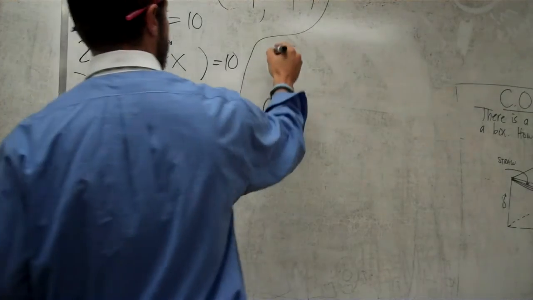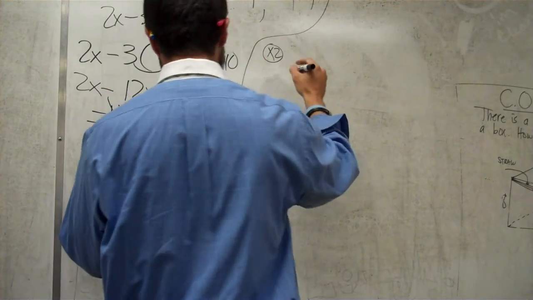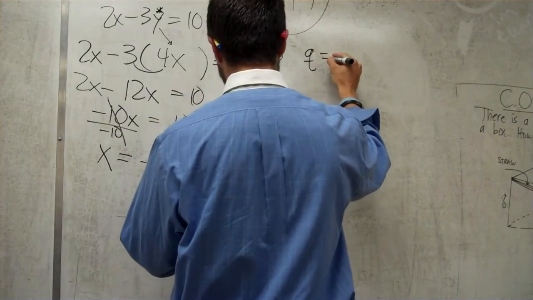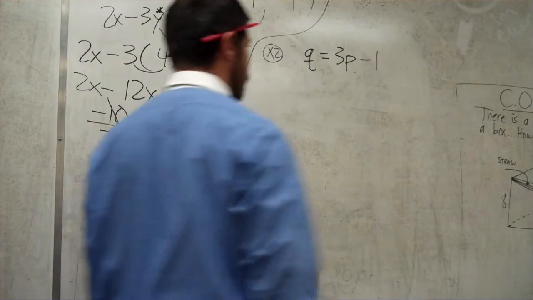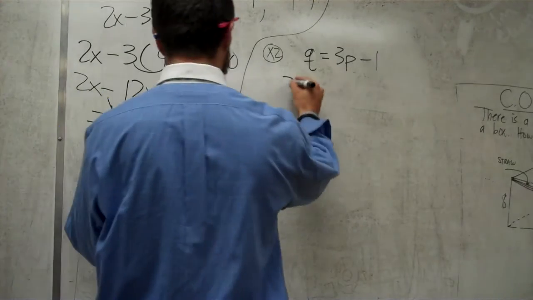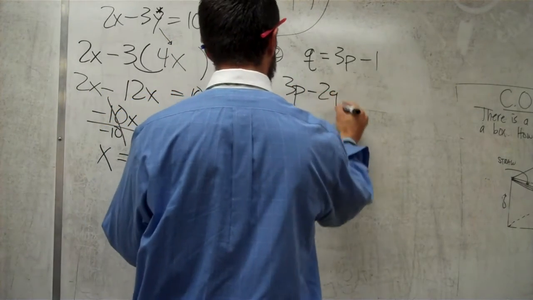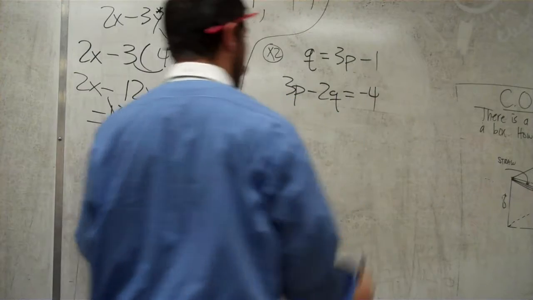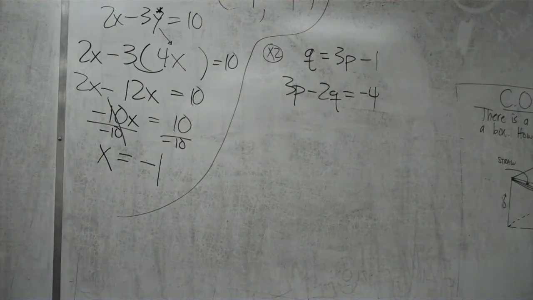Alright, let's try it again, a little bit more difficult this time. Write this down. Q is equal to 3p minus 1. 3p minus 2q is equal to negative 4. So we're solving for Q? Now, q is actually already solved for. Look, get a variable by itself. Don't I have q equals? Right. That's good.